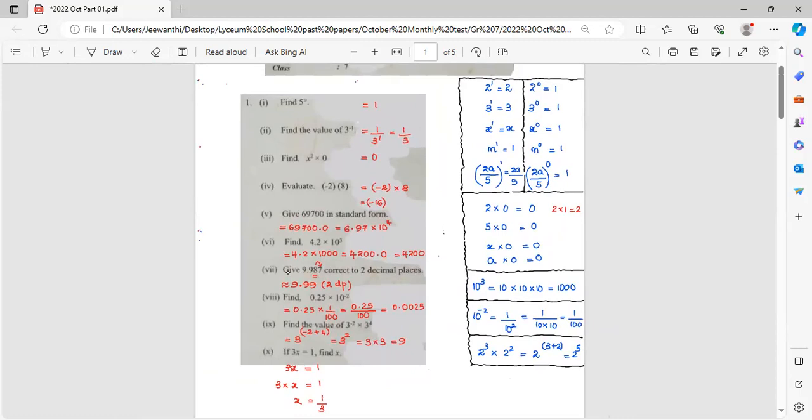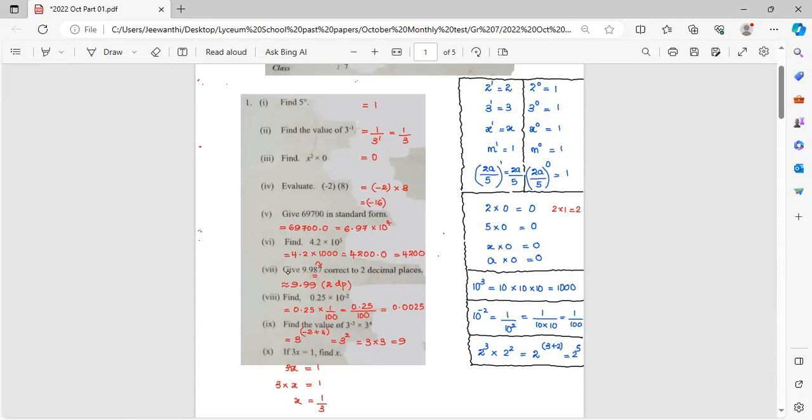5 to the power 0 is 1, correct. 3 to the power negative 1, convert to positive: 3 to the power 1 means 3. X squared times 0: anything you multiply by 0 gives you the answer 0. And negative 2 multiplied by 8 is negative 16. So the 69,700, 3, 1, 2, 3, 4.